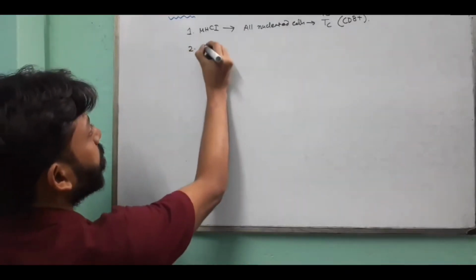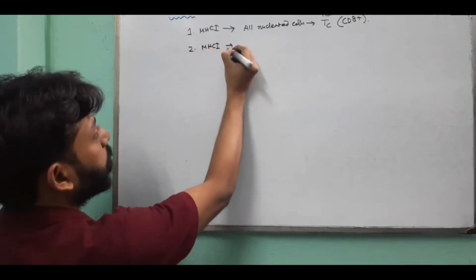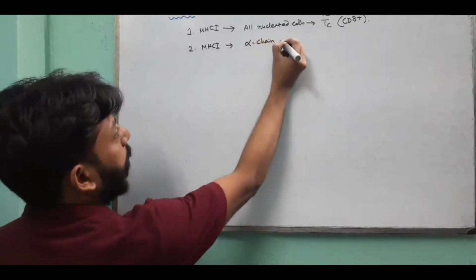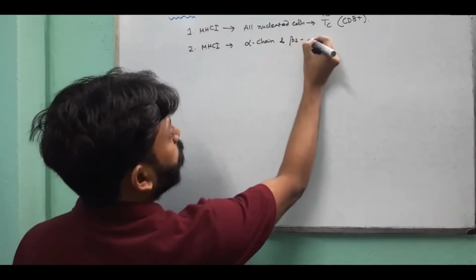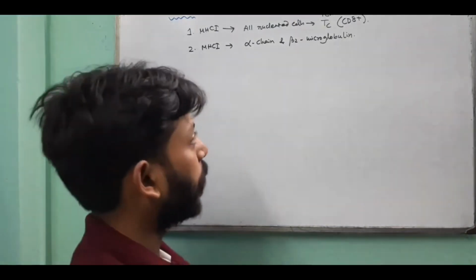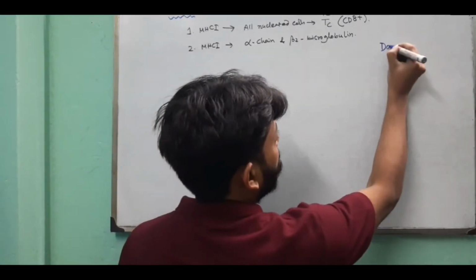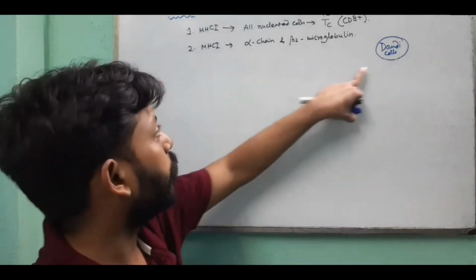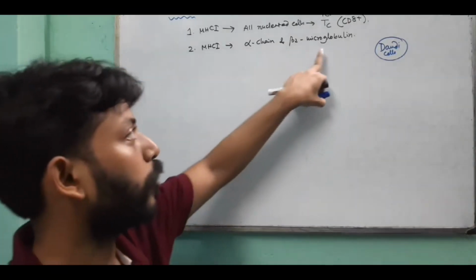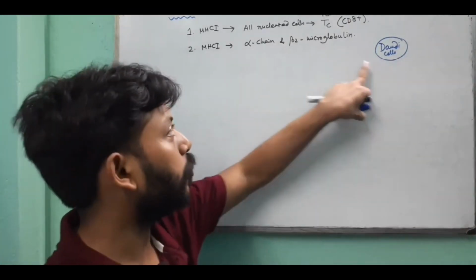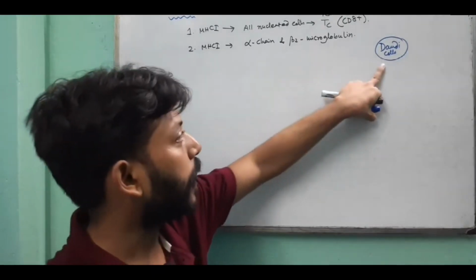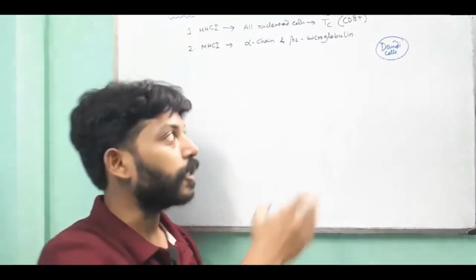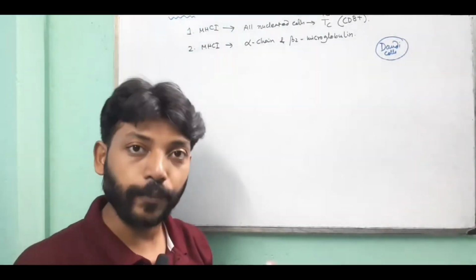The second important point is MHC1 molecule is composed of two polypeptides, that is alpha chain and beta 2 microglobulin. In one experiment, scientists found that a cell called Daudi cell, which is actually a tumor cell, can produce the alpha chain of the MHC1 molecule but cannot produce beta 2 microglobulin. As the cell cannot produce the beta 2 microglobulin, the cell cannot express the alpha chain alone. So to express the alpha chain, association with beta 2 microglobulin is important.